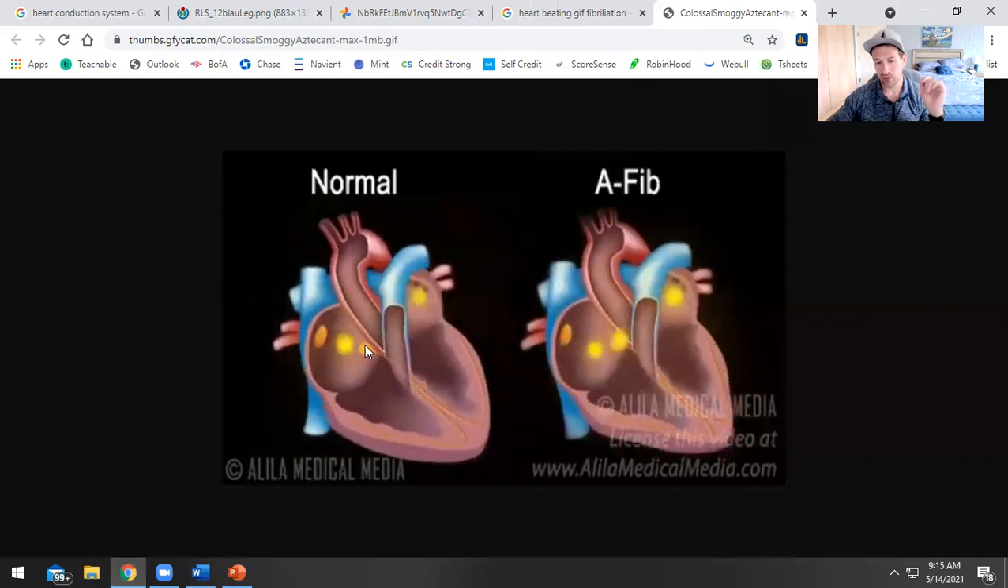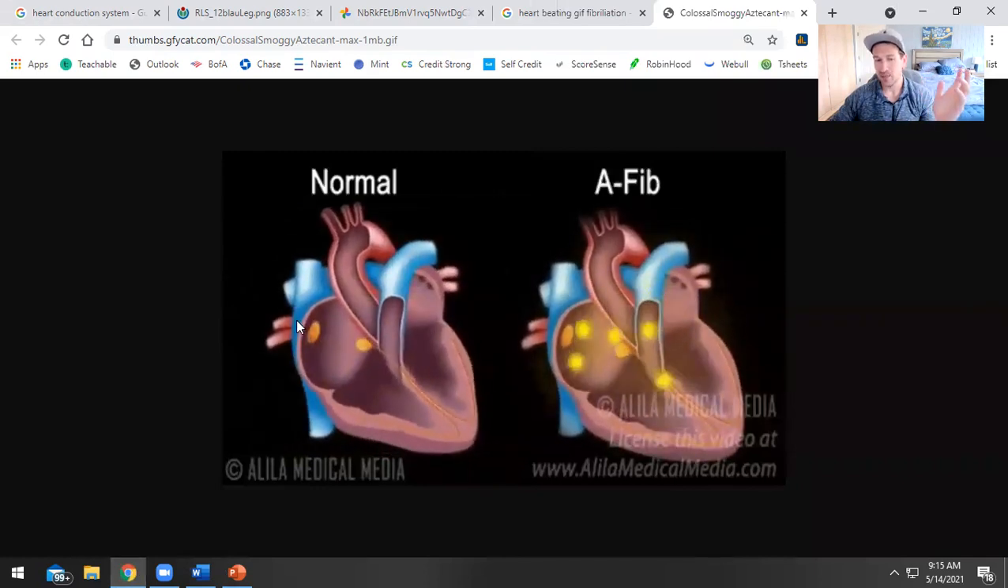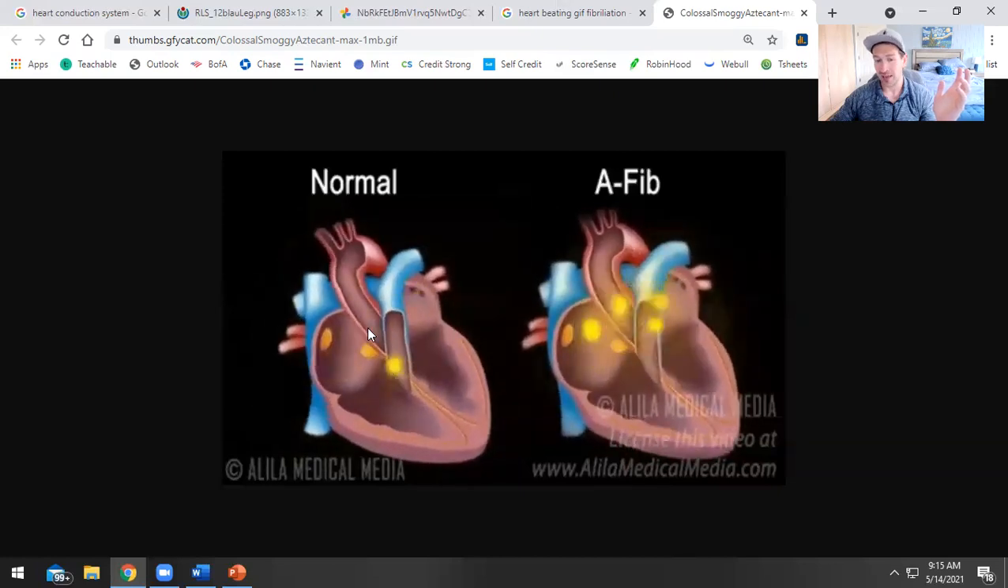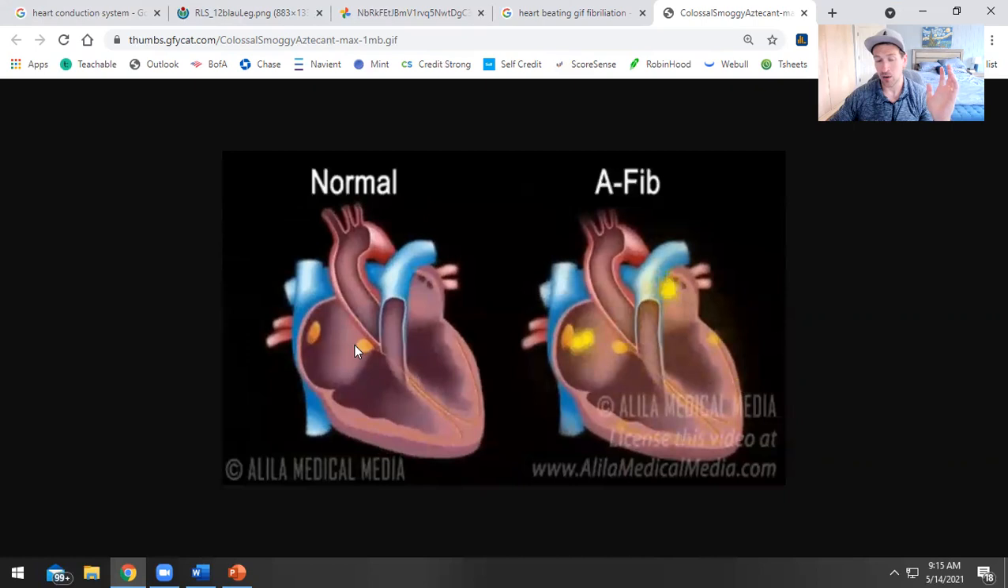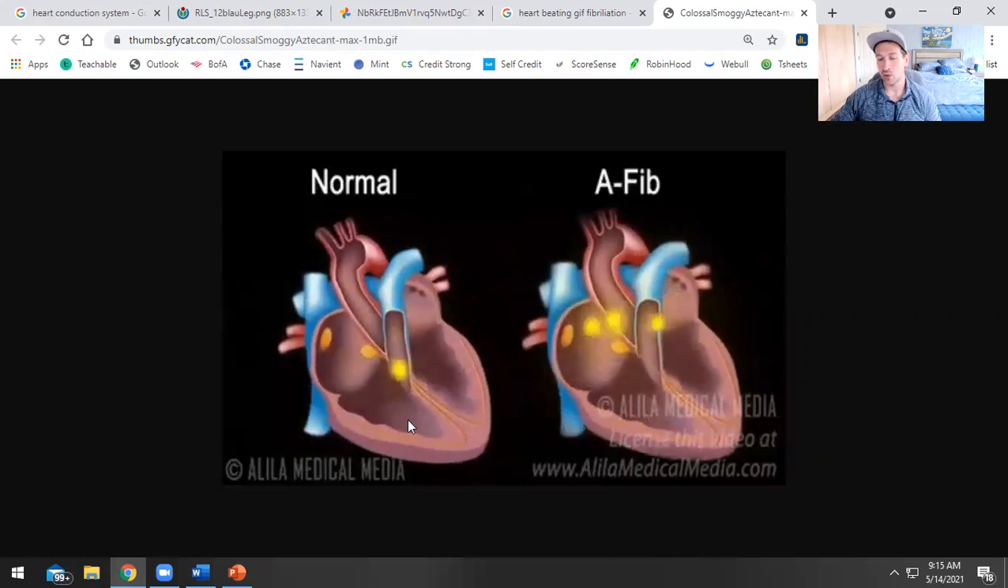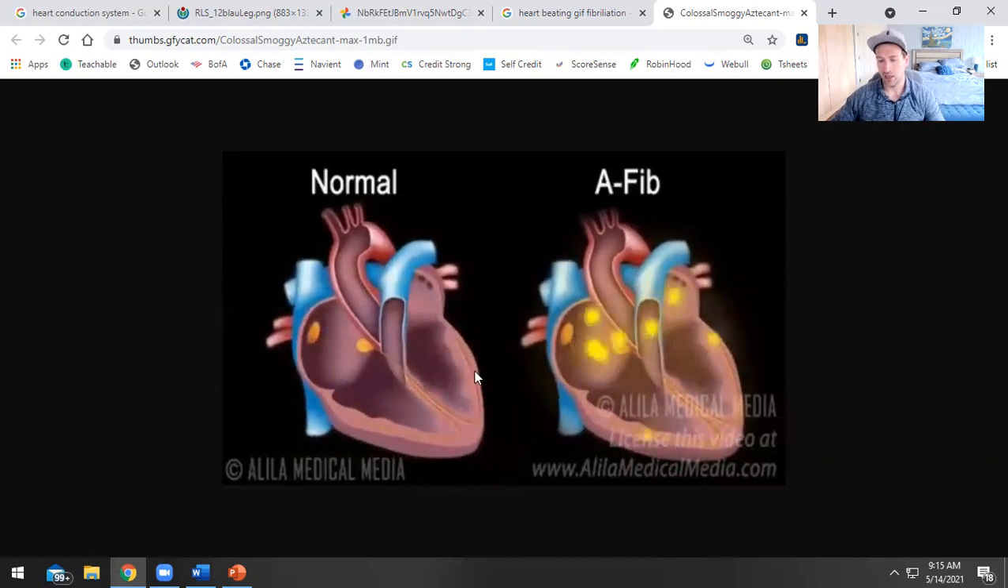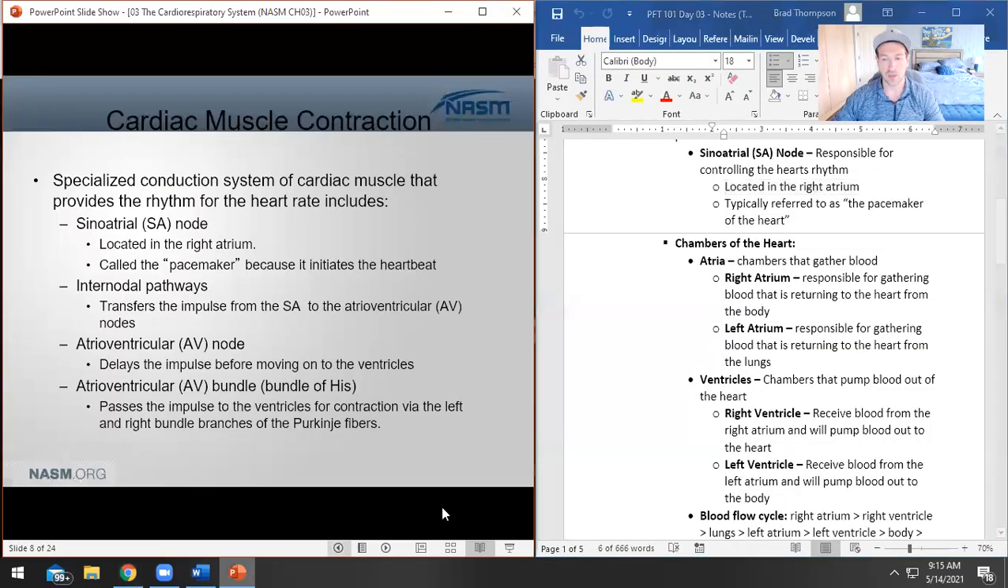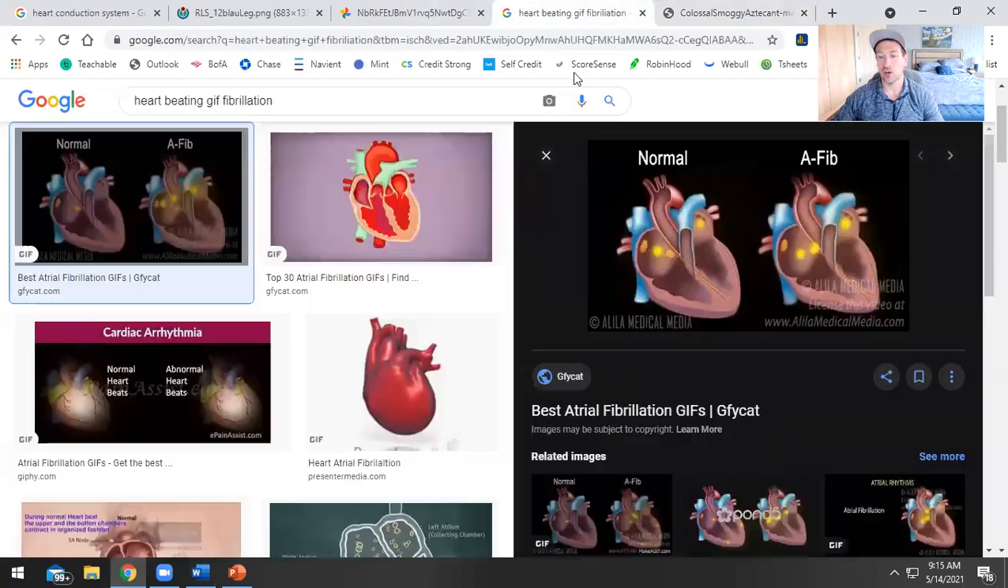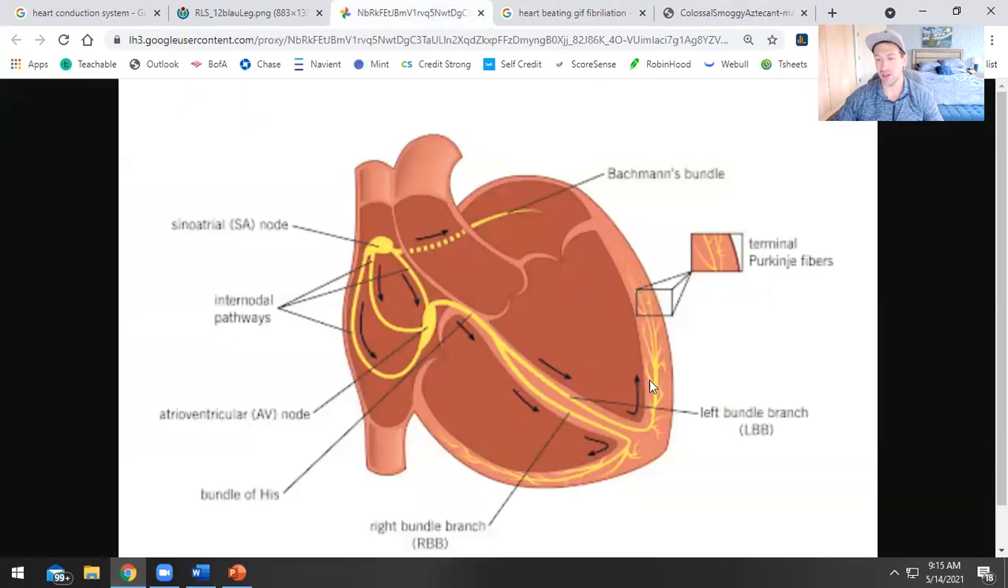Your AV node, which is right here, is going to delay the signal slightly to allow for the top of the heart to finish contracting before that signal that started with the SA node travels down to the bottom chambers of the heart. And so that is what we're seeing, right? Your sinoatrial node is going to create the signal. It's your pacemaker. Your AV node is going to delay the signal. And then all these internodal pathways and bundles are going to work their way around the rest of the heart to allow for the contraction to happen. And it's kind of funny. You'll look like here, right?